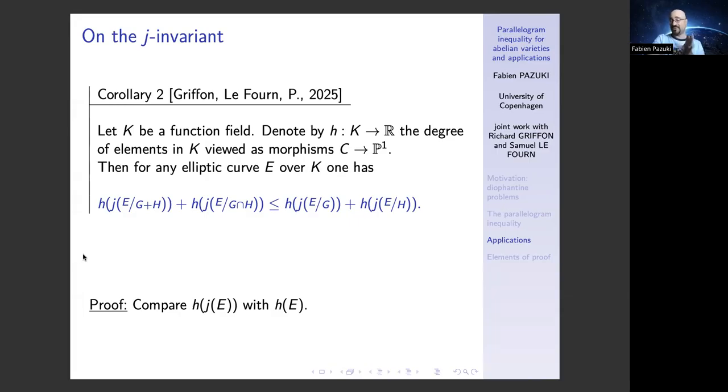You have to be a bit careful because the height of the Jane variant sees the metrics. It sees the Archimedean places over a number field, but over function fields, that's what you get. So, a fun little corollary that you can maybe use for something.